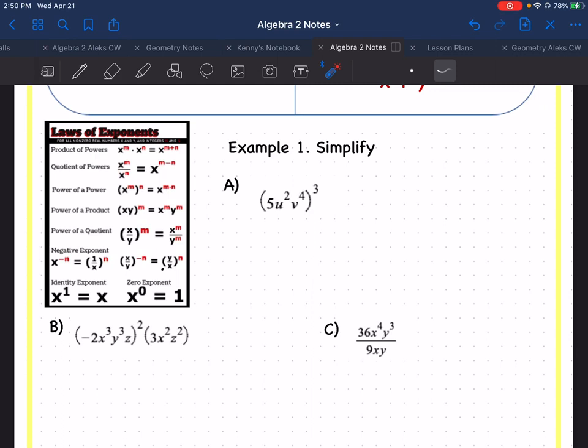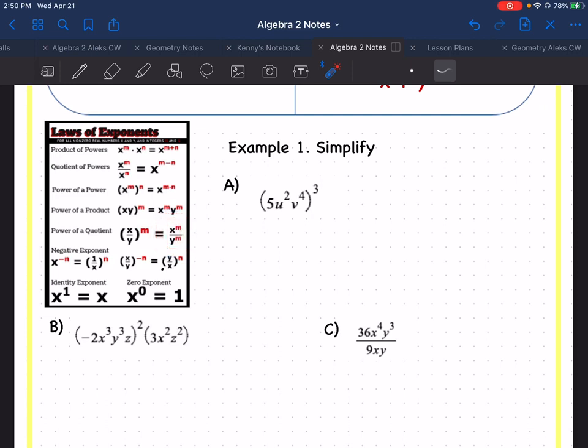The power of a power, or when I am raising a power to a power, I'm going to multiply the powers. The power of a product: notice that the power is outside and the two expressions are inside. I'm going to distribute that power to both of them, and it's going to be x to the m times y to the m. Likewise, when I have a quotient and there's a power outside, the power is going to get distributed to the numerator and to the denominator, giving me this.